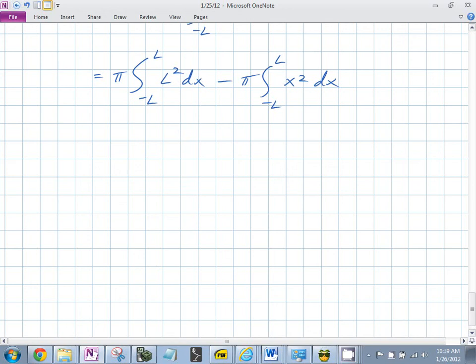Okay. So we end up with pi times what? Oh, no, it's correct. It's multiplied by x. No, it's minus pi times the 1/3 x to the third. No, because we haven't done the integral yet. The other one is going to be pi times, so we were correct. This is 1/3 pi x cubed from negative L to positive L.